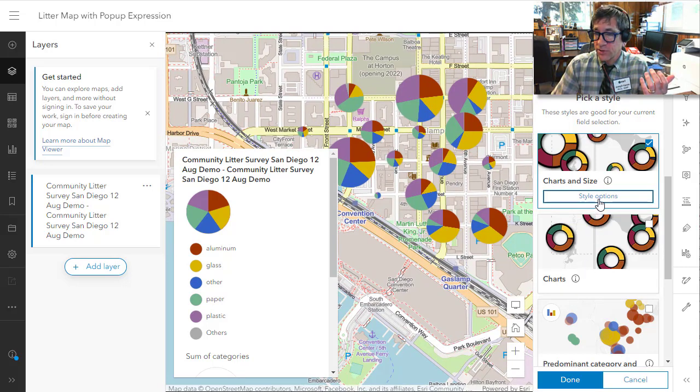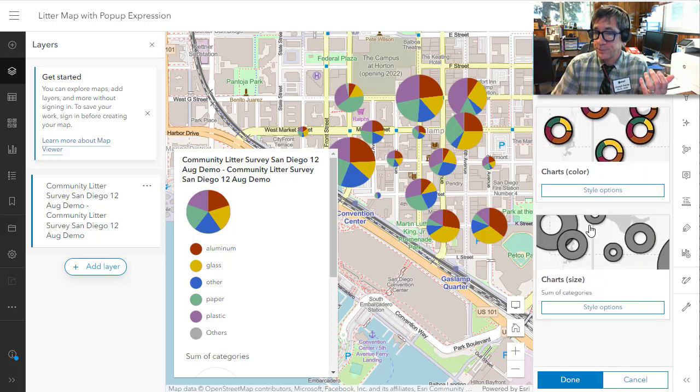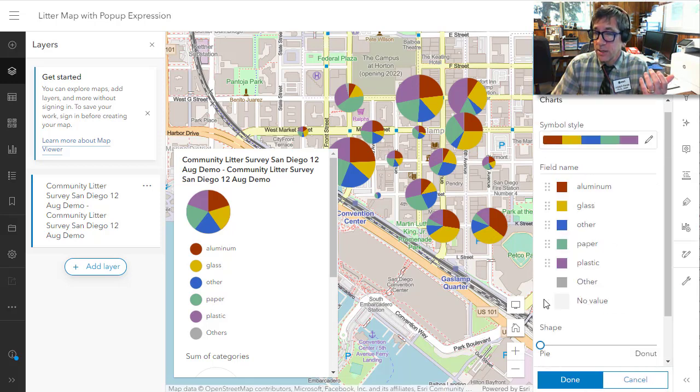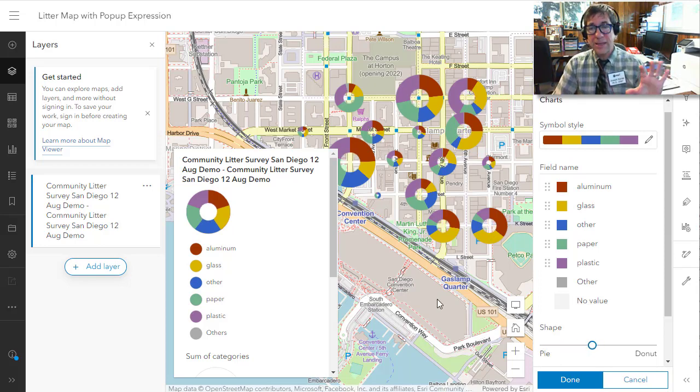What if I went to charts and size, went to style options now, and in my style options, I don't want a pie, but I actually want a donut. So I've got a donut shape here. Maybe it's a way for me to understand a little bit better. Now I can kind of see maybe a bit more clearly that, yeah, we've got that aluminum problem over here, but here we've got this glass problem in the north part of my study area in this downtown, in this metropolitan area. The point is, with a few clicks, I'm starting to dig into my data.